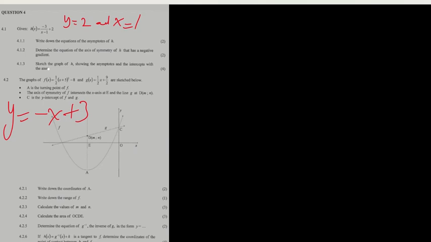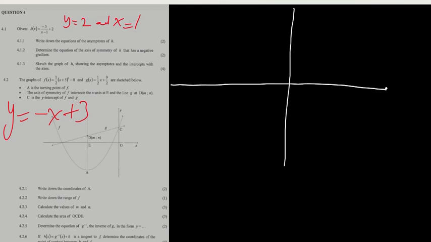Then now let's go straight to 4.1.3. Graph the function of h, showing the asymptotes and the intercepts. So guys, there are many ways to kill a cat. Remember that. Remember, there are many ways to kill a cat. I will show you 2 different ways.